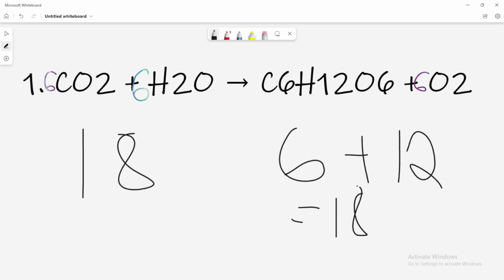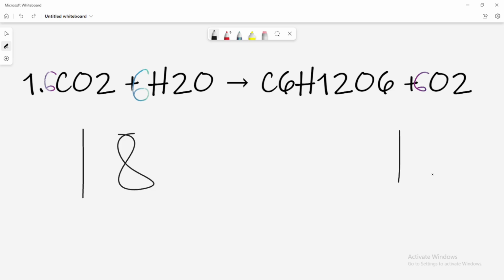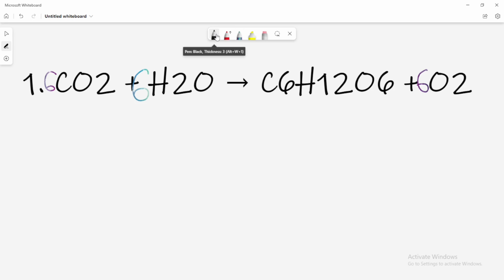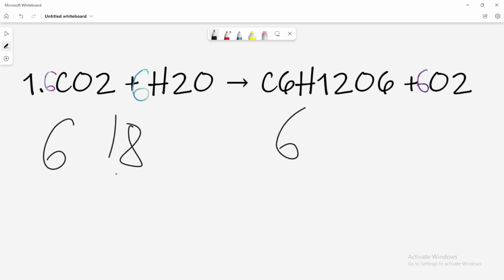So now it's balanced. But always don't forget to recheck your work, because you might make a mistake or two in the end and you're going to regret it. Alright? So recheck again, left side to right side. So 6C, we've got 6. The other side, we've got C6. So that's 6 again. That's balanced. We've got 6 times 2, 12, plus the 6 here. That's 18. We've got 6 plus 12 again. That's 18.